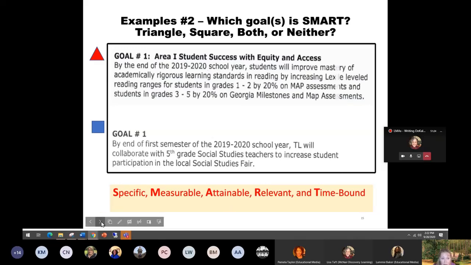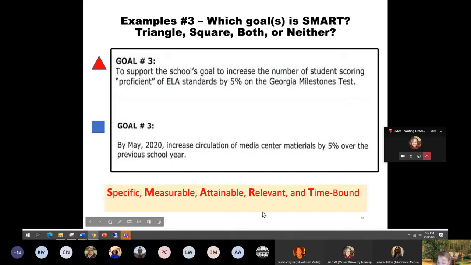Okay, so we're going to go to the next one. I'm going to show you the questions first. That probably would be a good idea. So here's the last example. We'll go back to the Kahoot after this.